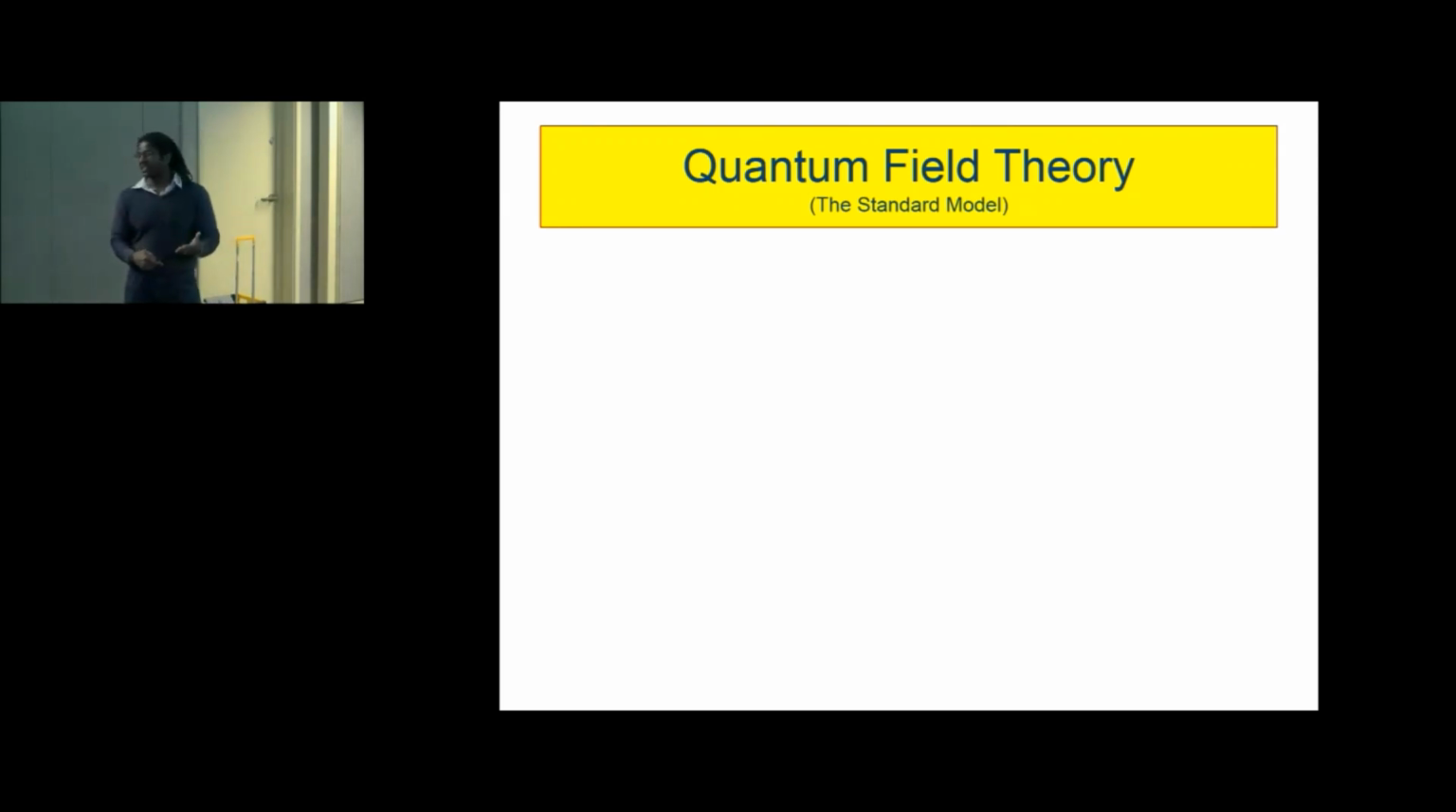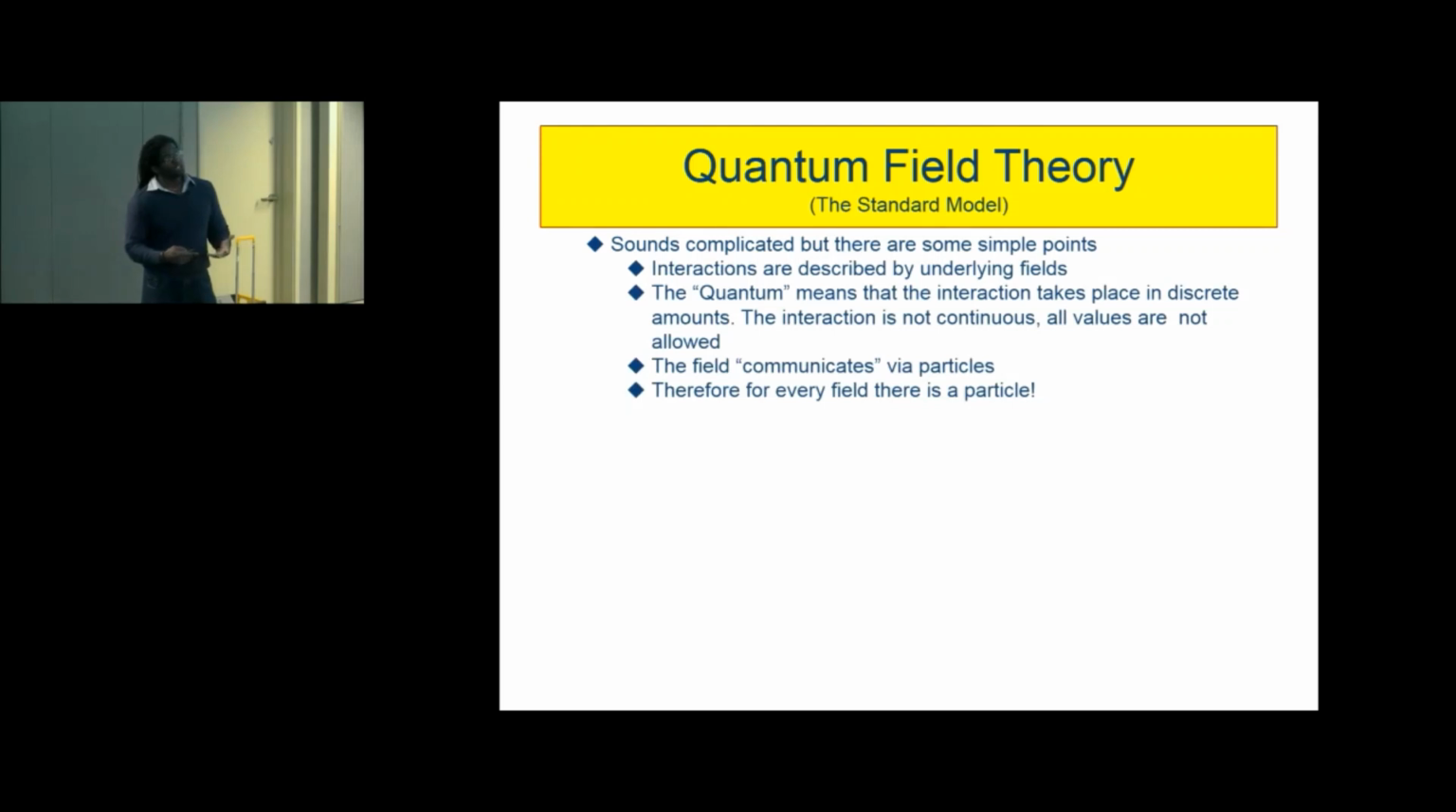However, let's take the same principle, that we can look at just some simple principles, and from that perspective things are not as complicated. So let's look at some simple points of a quantum field theory. The interactions are described by underlying fields. That's what we mean by interactions: we've got some underlying fields. Quantum simply means that you've got discrete states, so the interactions are not continuous and not all values are allowed.